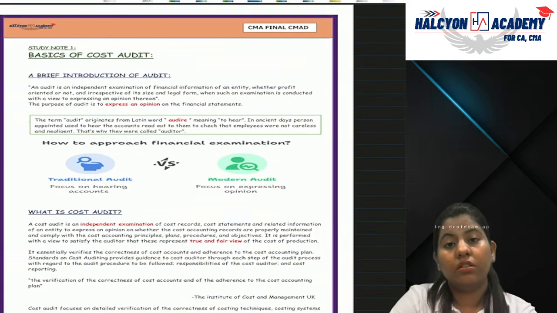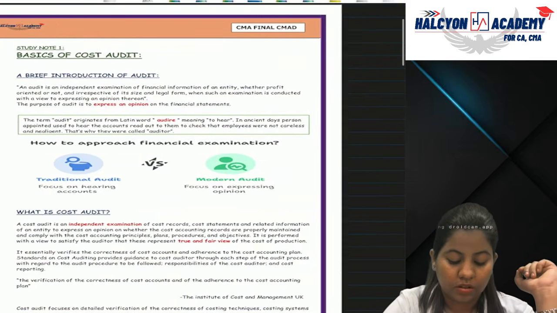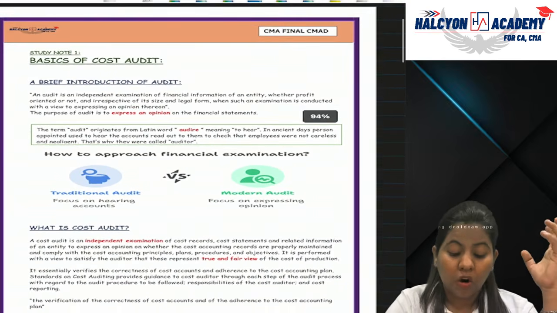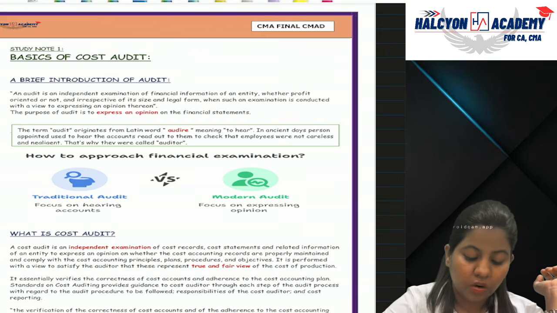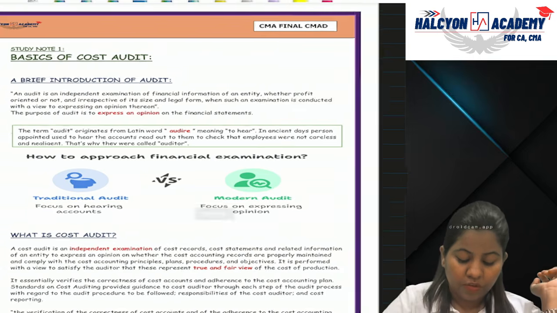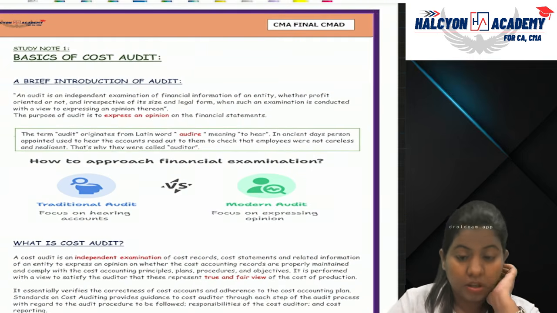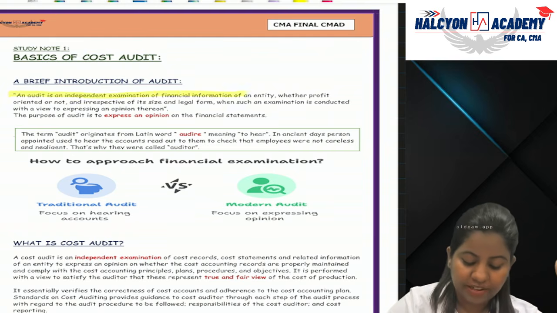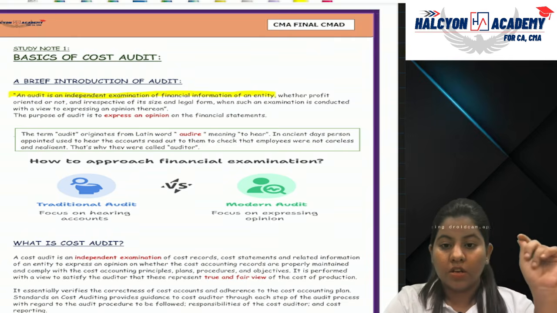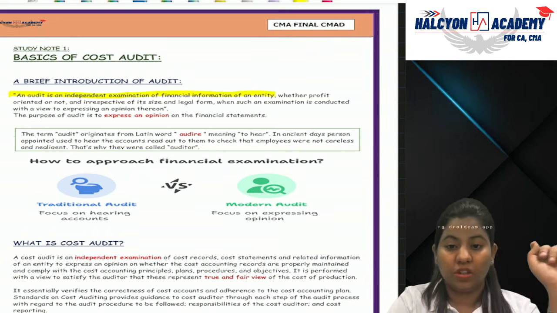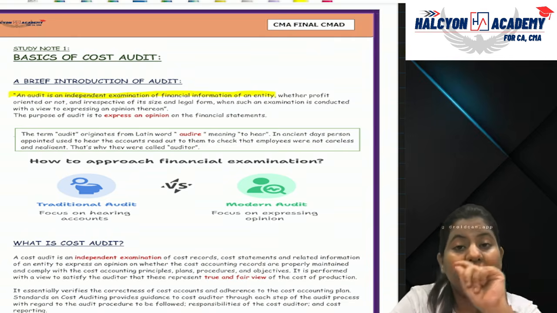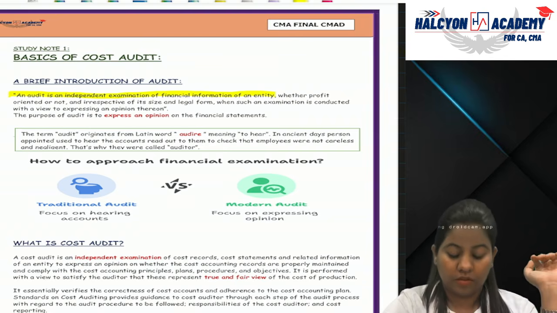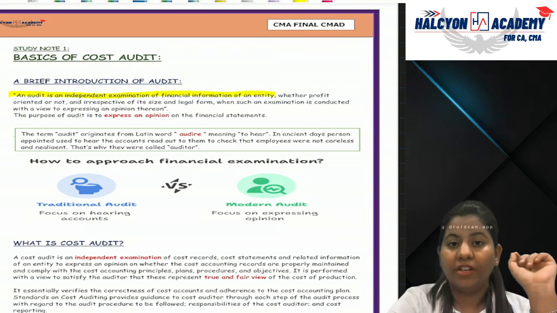And who performs the audit? Who does the audit? Audit is performed by the auditor. The auditor performs the audit. See, what is given in the definition? An audit is an independent examination of financial information of an entity. So what is audit? Audit is an examination. What kind of examination? Independent examination. Audit is an independent examination of financial information of an entity.